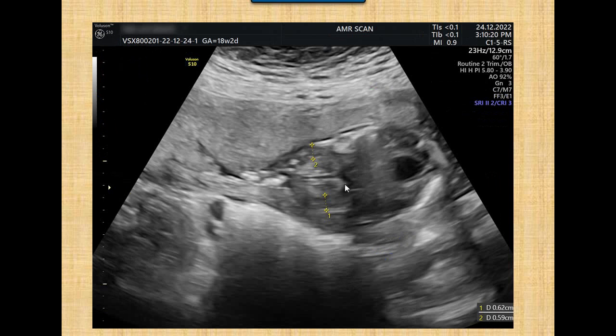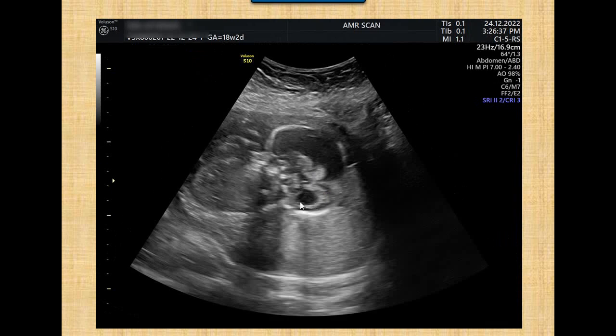Also, you will notice there is hypertelorism. Actually, when you see this eye and the other globe, you would normally put another globe in between, but here you can easily put two globes, denoting that the interocular distance is increased and there is hypertelorism. Again, the cystic posterior fossa with elevated torcular herophili.